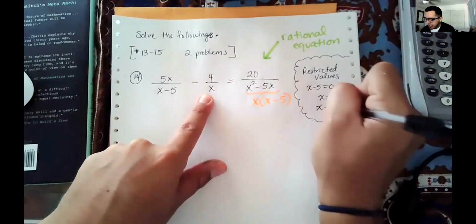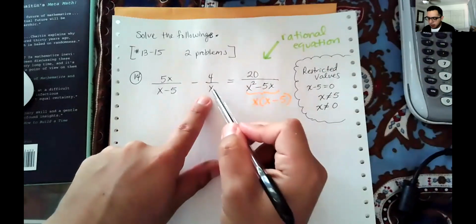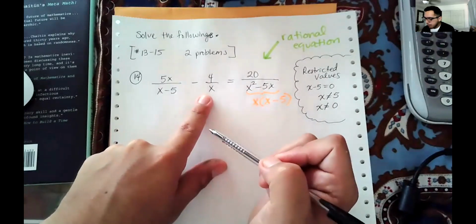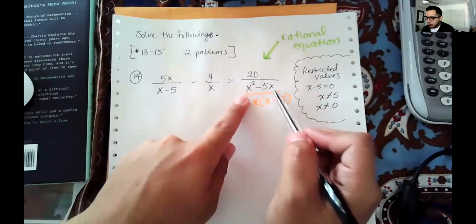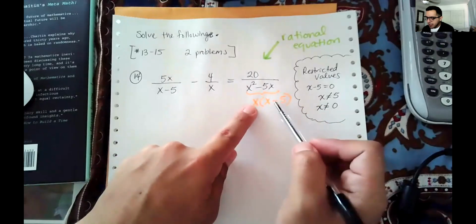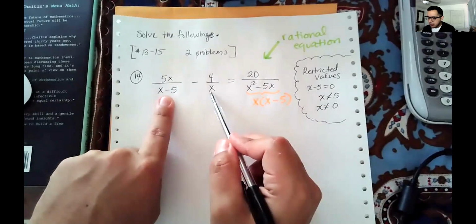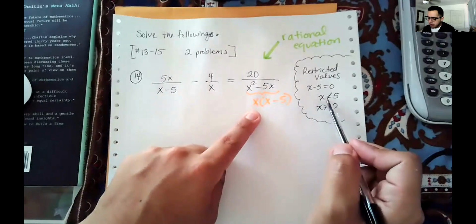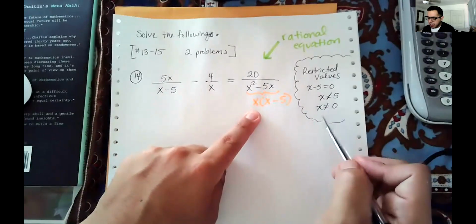Well, that means x cannot be 0 here, because if I plug in a 0 here, I would have 4 divided by 0. And then since this denominator, when we factorize it, is made up of each of these factors, I don't have to do any additional work. My two restricted values are that x cannot be 5 and x cannot be 0.